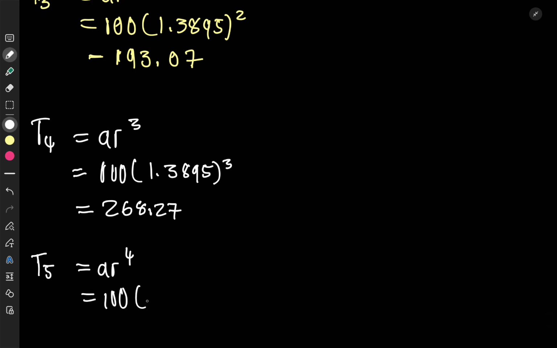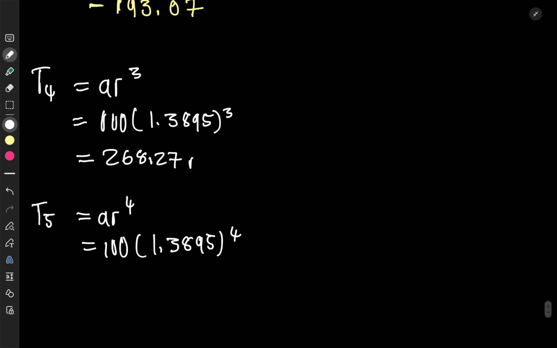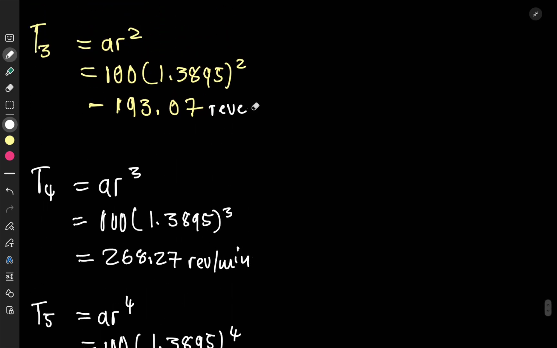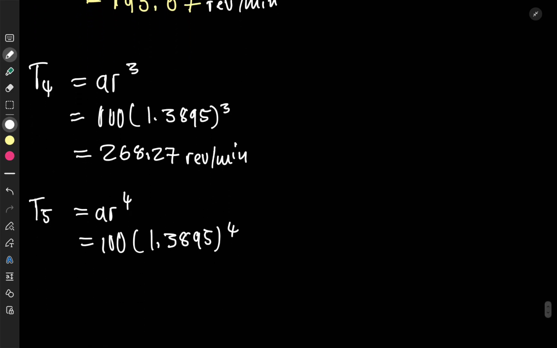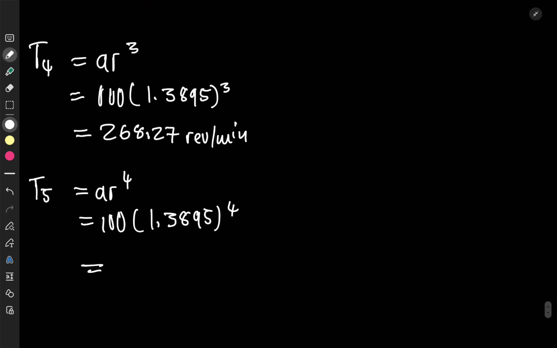And that is going to be 100 multiplying 1.3895 to the power of 4. Okay, don't forget to put revs per minute for these guys. Remember that these are all speeds, which is revs per minute. Anyway, what would this be now? When you raise to the power of 4, you say 100, then you say open bracket 1.3895. Then you press the button which says y to the x. Then you say 4, it means the power of 4. And what do you now get? You're going to get 372.76. This is again revs per minute.